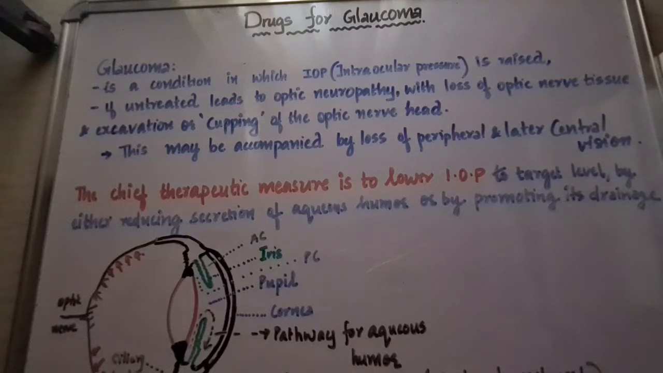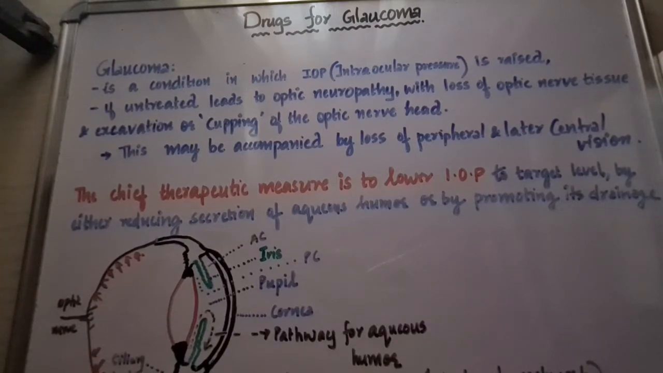Today we are going to study drugs for glaucoma. So what is glaucoma? Glaucoma is a disease that affects our eye. It is a condition in which intraocular pressure is raised. So what is the reason for this raised intraocular pressure?